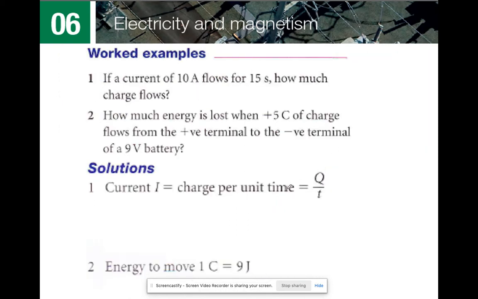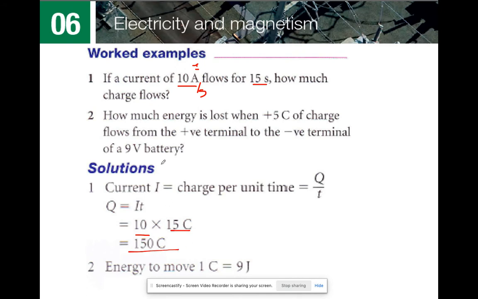All right. So for example, here, let's try this. If a current flows at 10 amps, so that's our current, that's our I, for 15 seconds, how much charge flows? An amp, remember, is 10 per second, and it flows for 15 seconds. So it's pretty easy. You just do 10 times 15, and we know that 150 charges flew past there in 15 seconds.